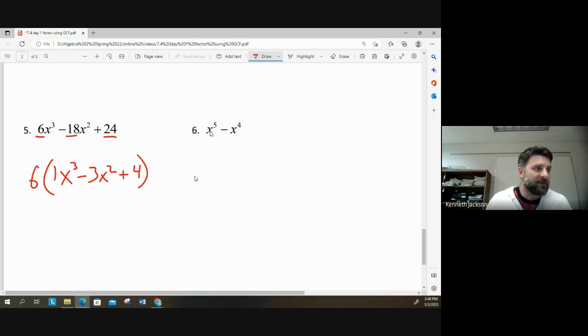And on the last one, between x to the fifth and x to the fourth, they can share 4 x's, x to the fourth. What times x to the fourth is x to the fifth? Well, that would be x. Minus, because it's a minus sign. What times x to the fourth is x to the fourth? Would that be 1?